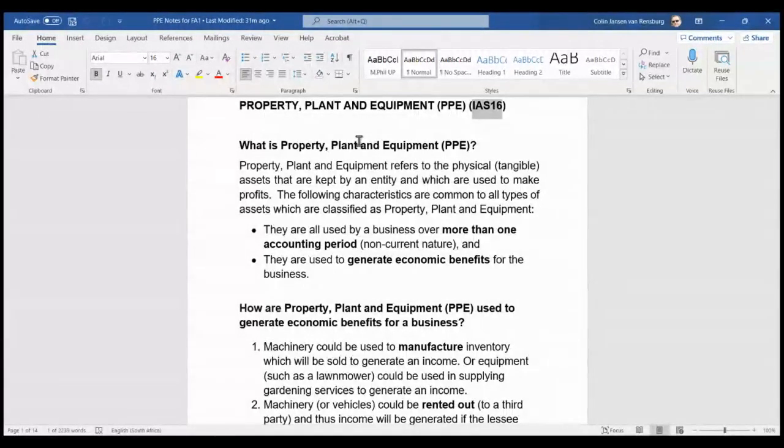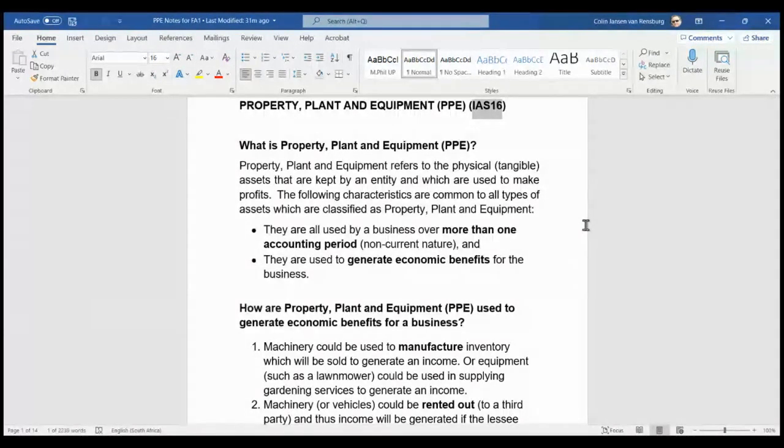In the notes, I've just put a little discussion there. We are going to look at all of these aspects in more detail a little bit later. But as you can see, the property, plant and equipment refers to physical or tangible assets, right? So if it's not a physical asset or tangible, in other words, you cannot touch it, you cannot feel it, you cannot kick it, you cannot lick it, then it cannot be property, plant and equipment.